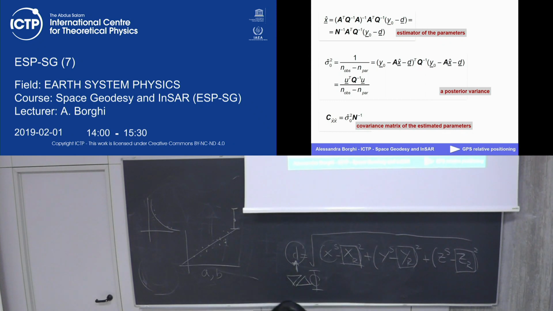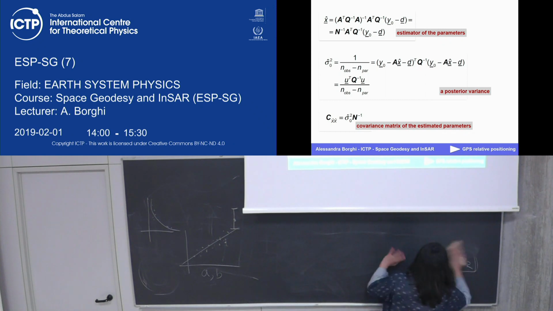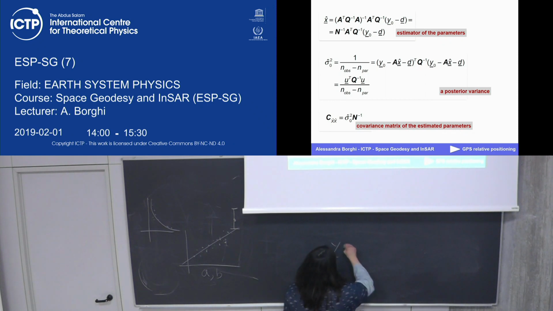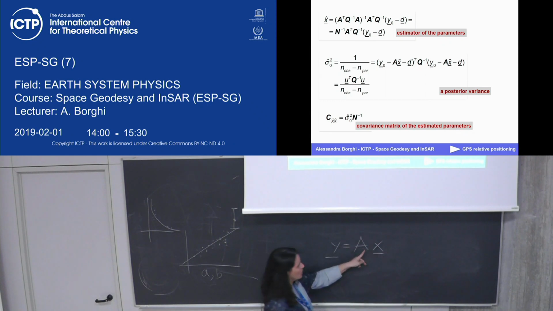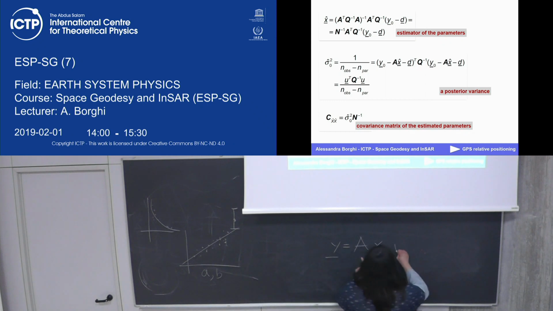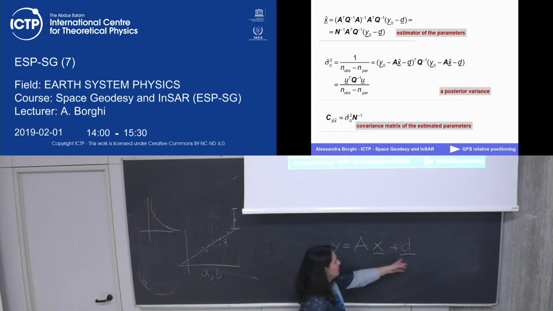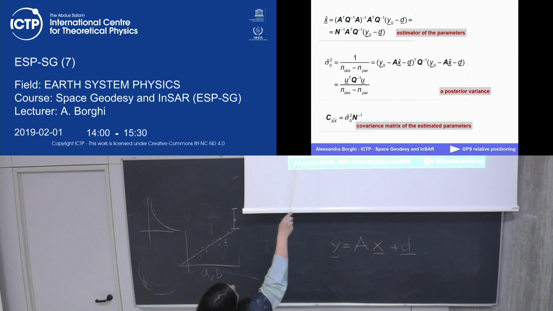So I'm going to write on the blackboard the functional model just to remember. We have observations that can be written as a design matrix A, called the design matrix, multiplied by the unknown parameters, plus the known term. So this is the estimator of the parameters, the formula that gives you the vector of unknown parameters.